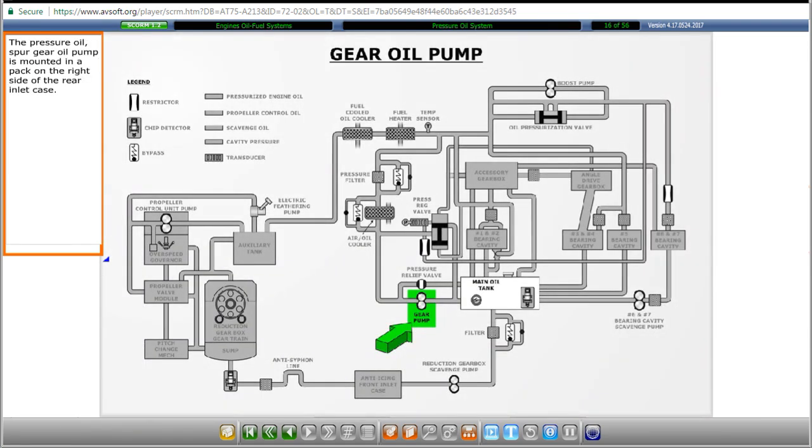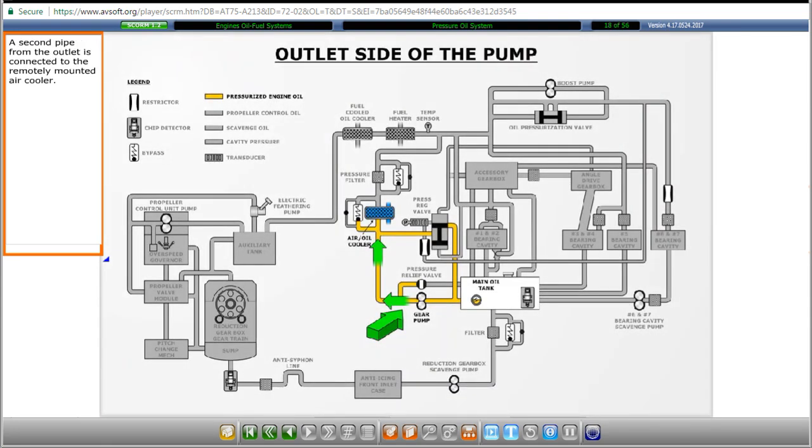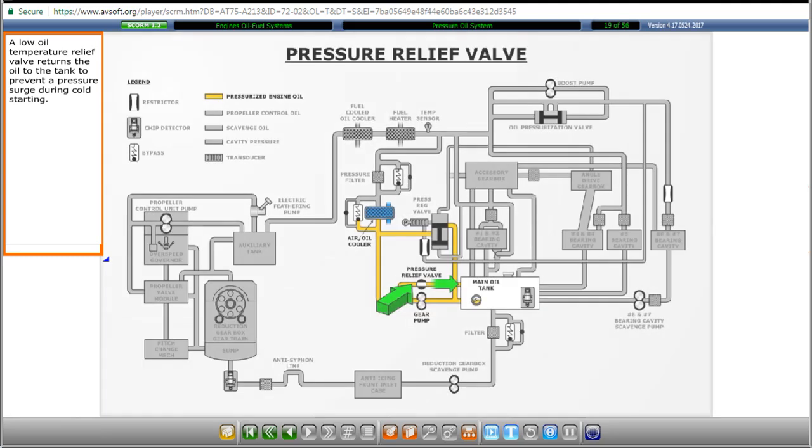The pressure oil spur gear oil pump is mounted in a pack on the right side of the rear inlet case. A pipe from the oil tank is connected to the inlet side of the pump. A second pipe from the outlet is connected to the remotely mounted air cooler. A low oil temperature relief valve returns the oil to the tank to prevent a pressure surge during cold starting.